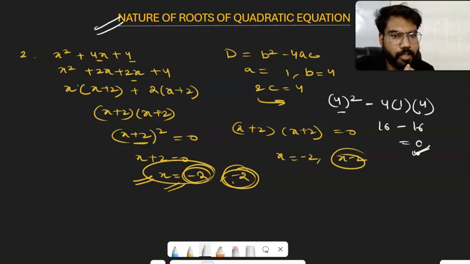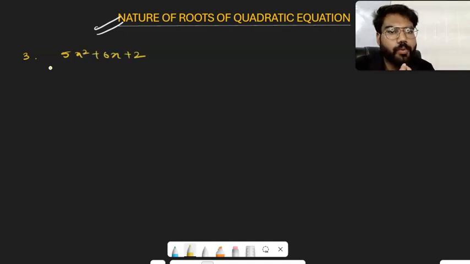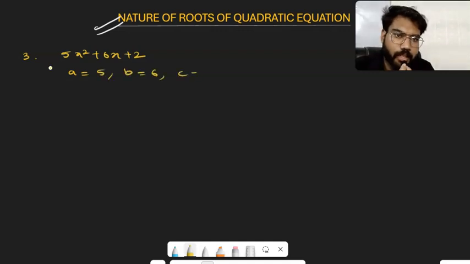So from both the cases we can see that if the value of the discriminant is greater than 0, in that case roots will be unequal and real. If discriminant is 0, in that case roots will be equal and real. So let's check the last case. Now we will take an example for case number 3. Let's say the quadratic equation is 5x square plus 6x plus 2. So in this case a is 5, b is 6, and c is 2.